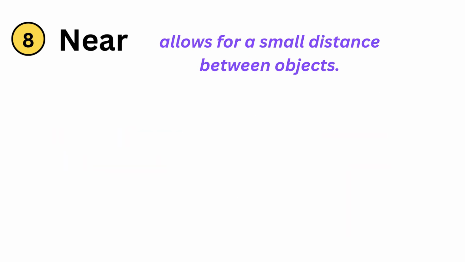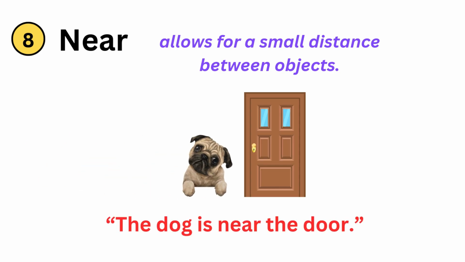Number 8. Near. Near is similar to next to but allows for a small distance between objects. For example, the dog is near the door. Near is used because the dog is close to the door but there's some small distance between them.